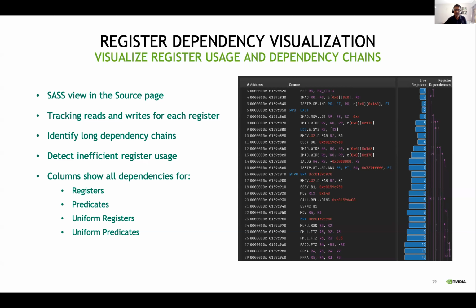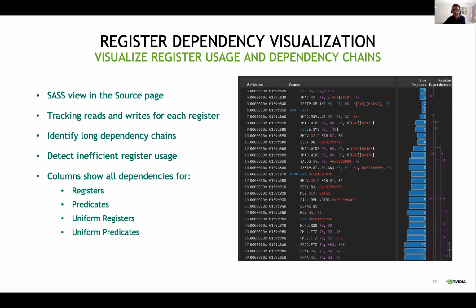So this is again a part of the source view. You're seeing the GPU assembly, and if you want to see the register dependencies, for example, if an instruction is stalled waiting for data to be loaded from, say, global memory into one of the registers, now it's very easy to analyze that by looking at the dependencies. The read and the write points to those registers are highlighted and shown. So it can help in identifying those dependency chains.